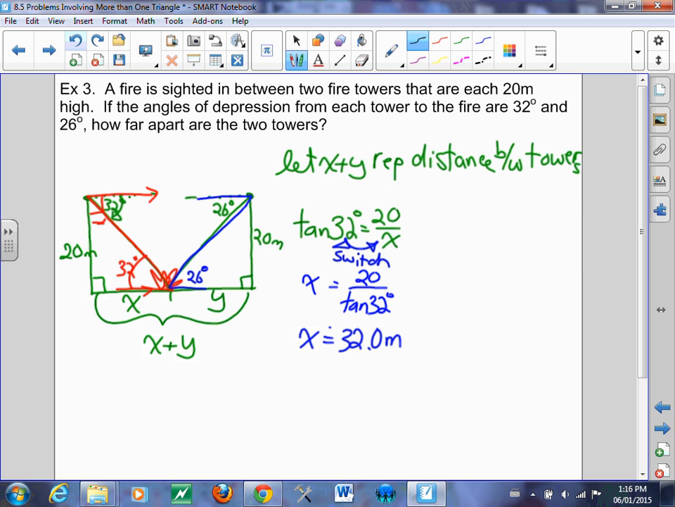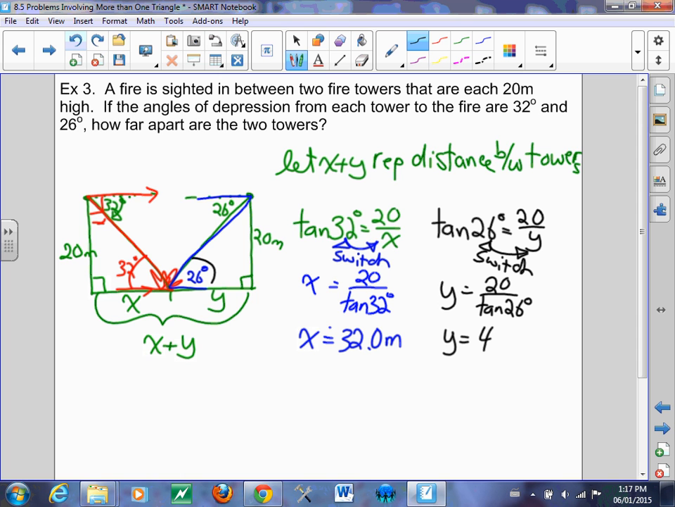Okay, let's find y, folks. So to find y, we've got an angle of 26 degrees. And again, we've got the opposite and adjacent side. So tan of 26 degrees equals opposite side, which is 20 divided by y, which is on the bottom. So you've got to switch it out. So I go y equals 20 divided by tan of 26 degrees. So y equals 41.0 meters.